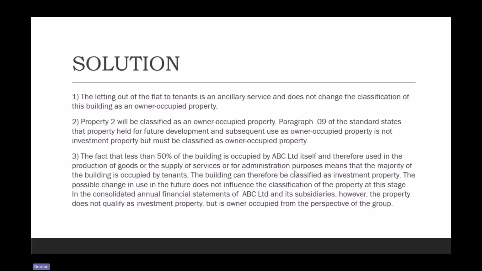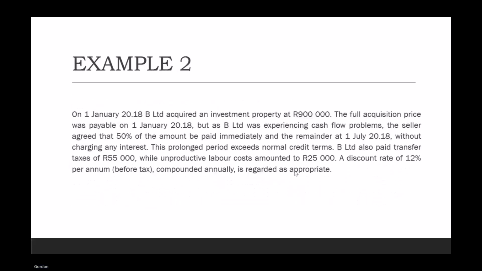Then let's also do this question. We'll read it, we'll analyze it, and then we will do it. On 1 January 2018, B Limited acquired an investment property at 900,000. So we have a company called B Limited, and on the 1st of January 2018, it acquired an investment property. The question specifically tells us that it acquired an investment property, at a value of 900,000. The full acquisition price was payable on 1 January 2018.